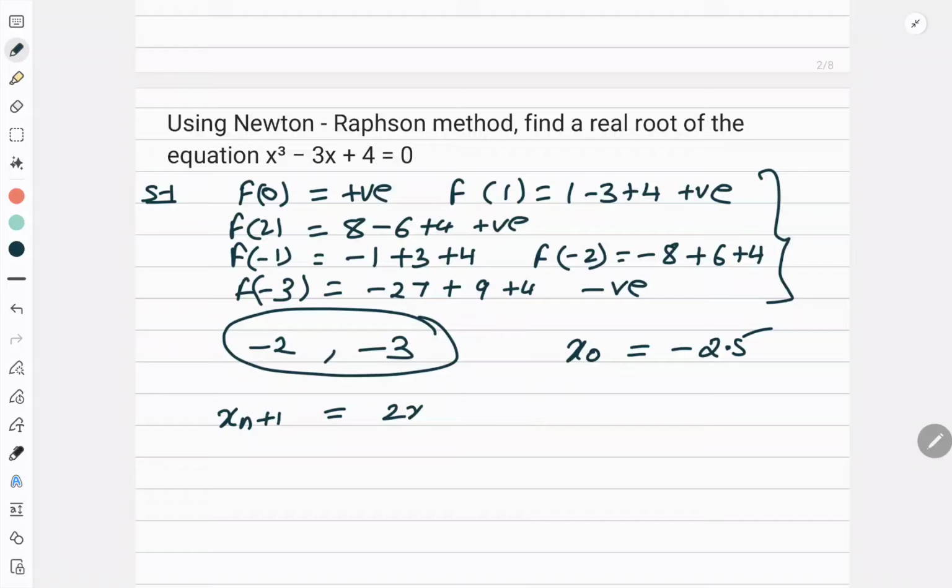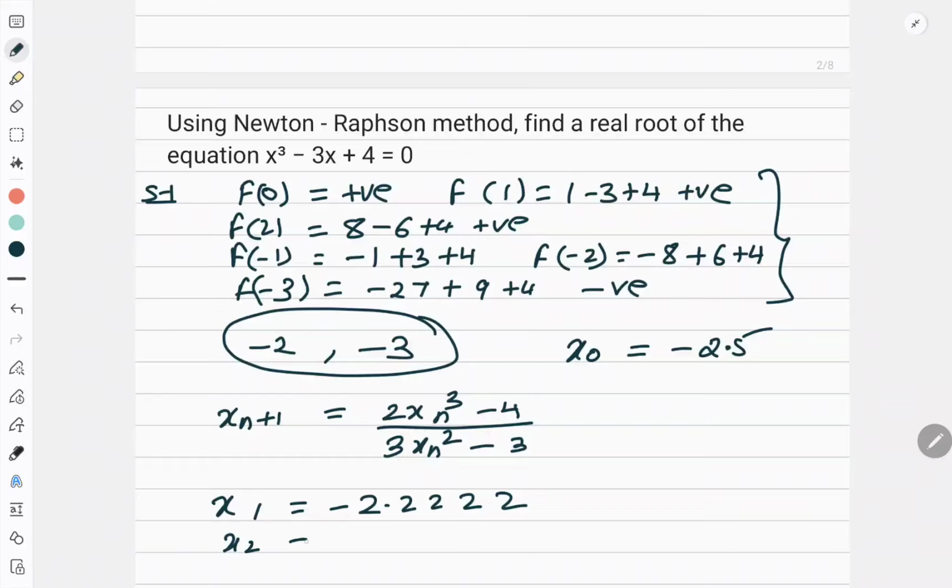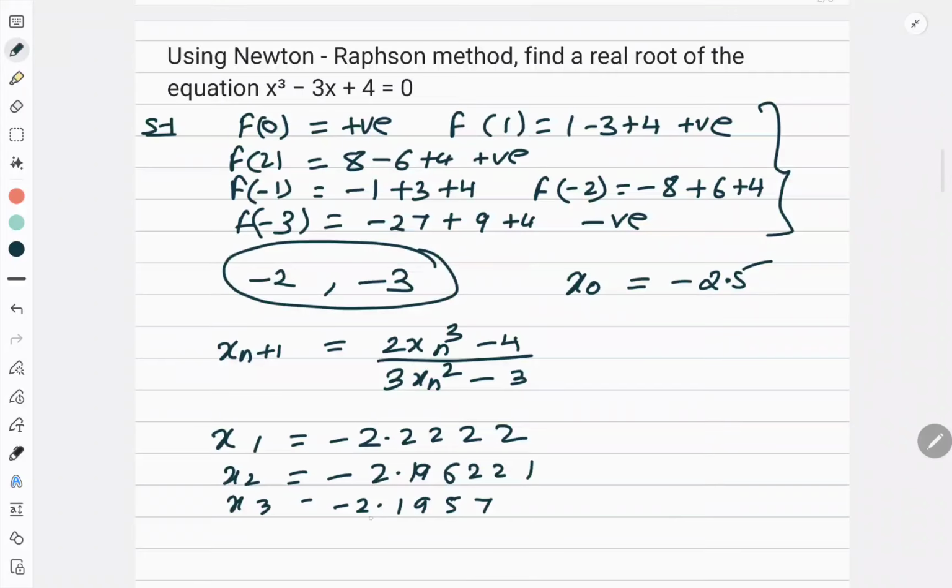Xn plus 1 is equal to (2xn cube minus 4) upon (3xn square minus 3). Okay, so all of you should solve it and check whether you are getting the same iterative formula or not. Then you will get x1 is equal to minus 2.2222, x2 is equal to minus 2.196221, x3 is equal to minus 2.1957, right? And that will be the answer, 2.19 with negative sign. Okay, always take the last one as your answer.